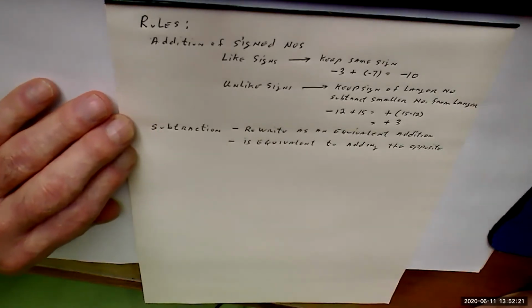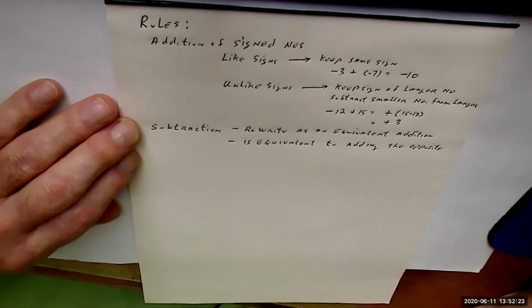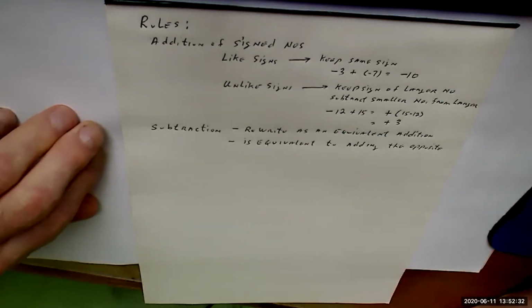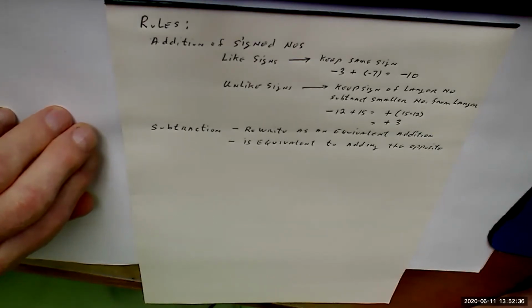Today's discussion is subtraction. Let's review some of the rules. The addition of signed numbers. When we have like signs, we want to keep the same sign. Example, -3 added to a -7. Like signs, we're just going to combine the numbers and keep the same sign. So the answer would be -10.